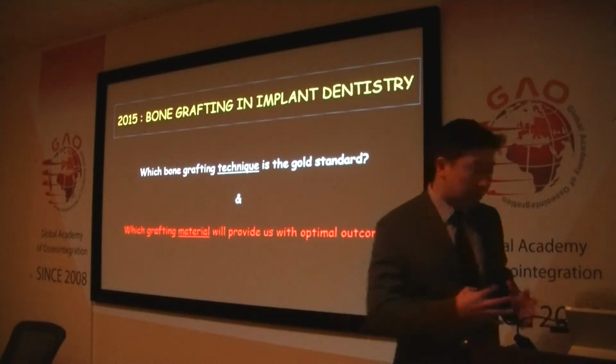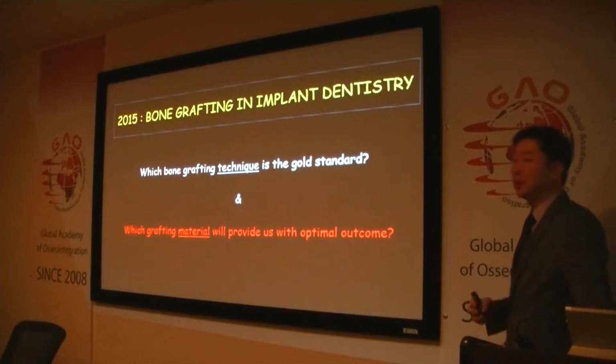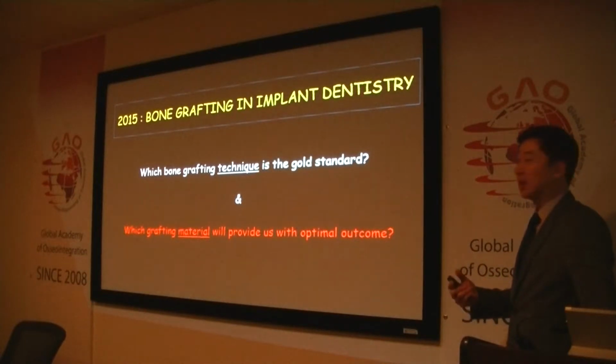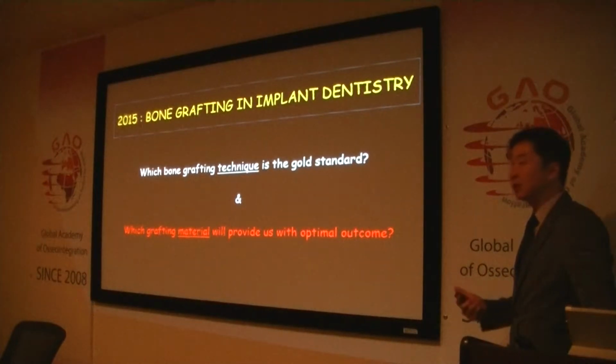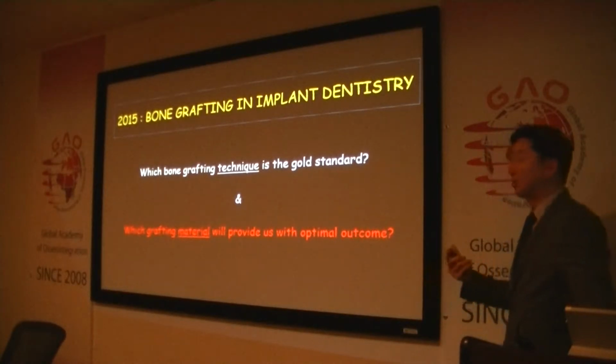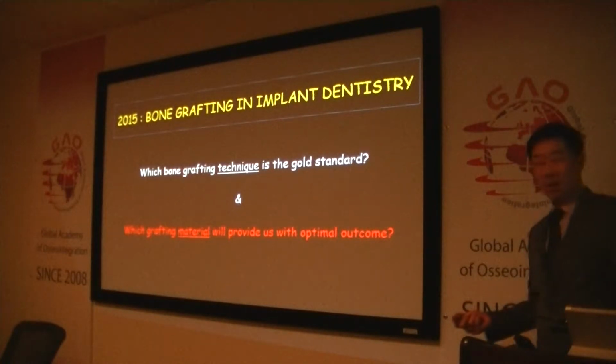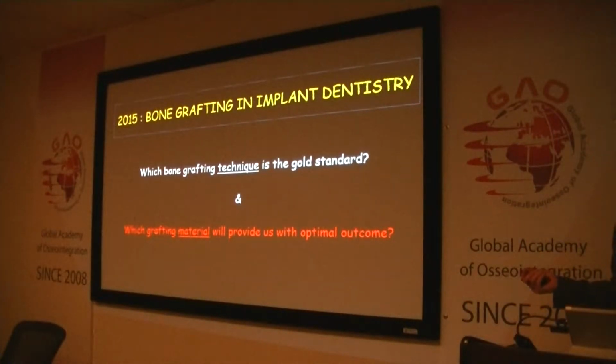So the question that I want to ask you is, which grafting technique is the gold standard? There's so many out there. Okay, there's a block graft. You can do a traditional GBR with a membrane. You can use a tenting screw, titanium reinforced membrane, Gore-Tex membrane, titanium mesh. Okay, or ridge splitting. Which technique works for you?